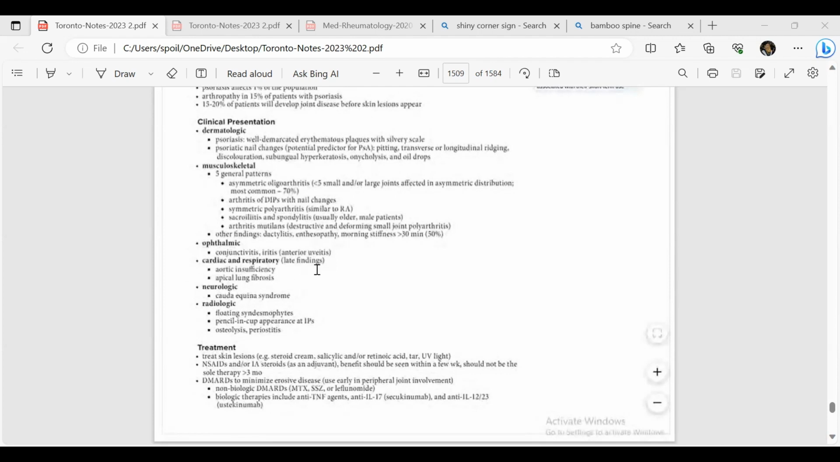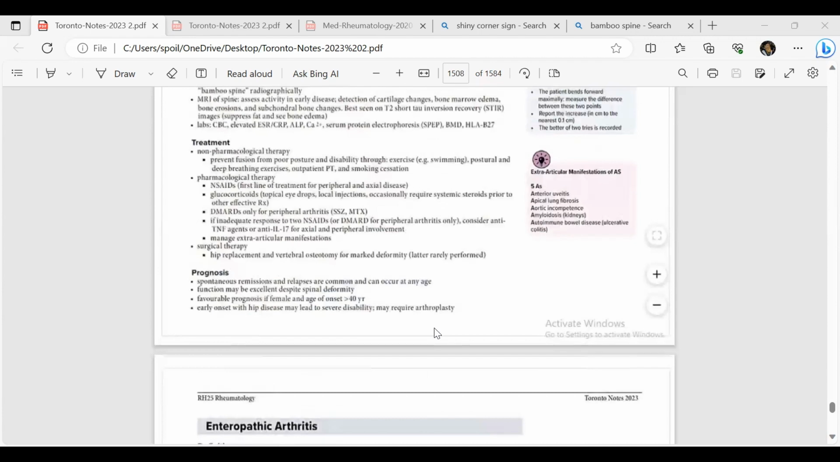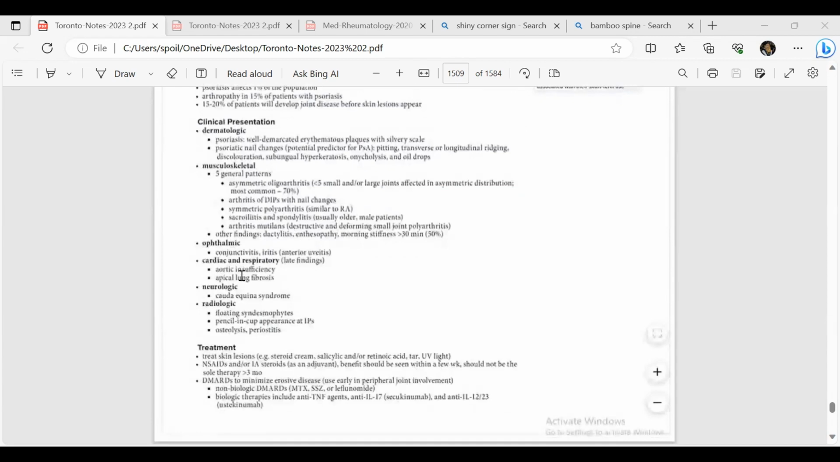They are usually seen late. Apical lung fibrosis was seen in AS as well, and it was rare in that, but it was mentioned in the 5 A's of AS. Extraarticular manifestations in psoriatic disease can include apical lung fibrosis and cardiac valve disease. Radiologically, we will see floating syndesmophytes, pencil-in-cup appearance, osteolysis and periostitis.